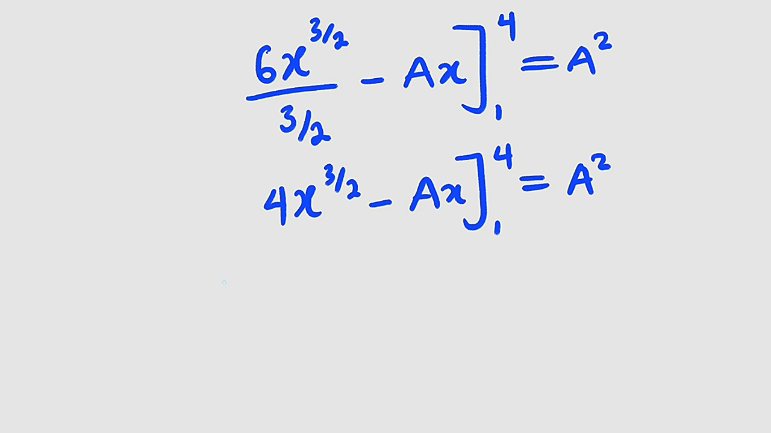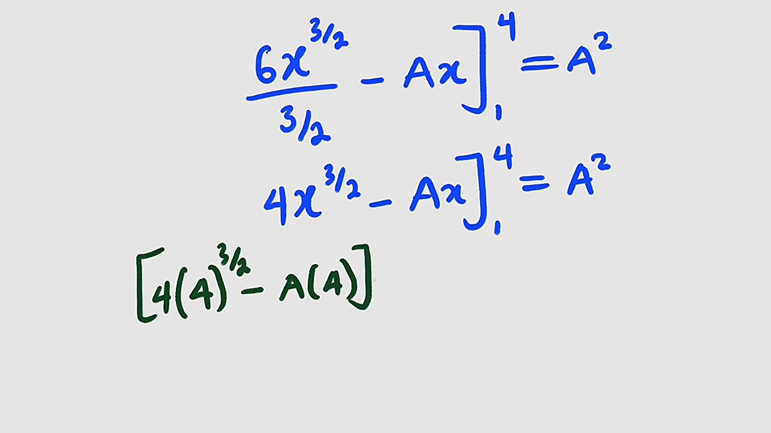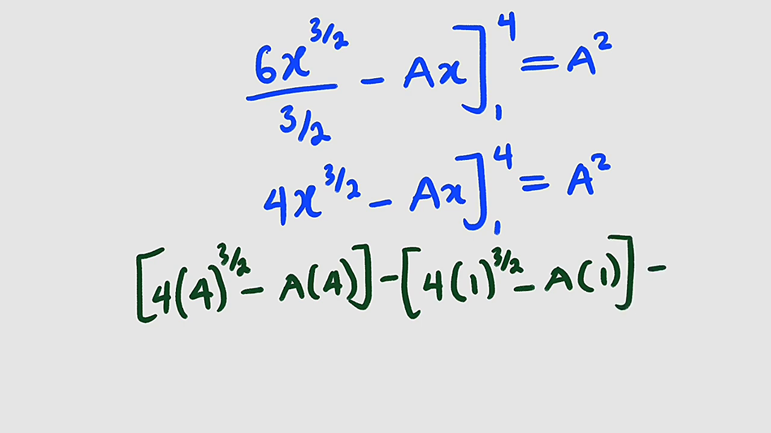Now let us substitute our boundaries. Starting from the upper bound, wherever we have x, we're going to replace it with 4. So we have 4 multiplied by 4 to the power of 3 divided by 2 minus a multiplied by 4. Then you subtract the lower bound. We have 4 multiplied by the lower bound, 1 to the power of 3 divided by 2, minus a multiplied by 1. Still, this is equal to a squared.